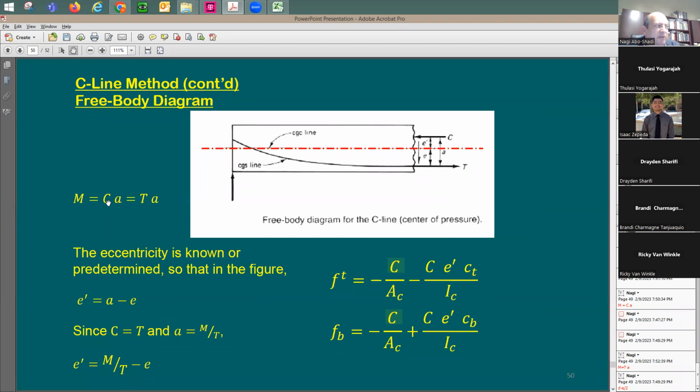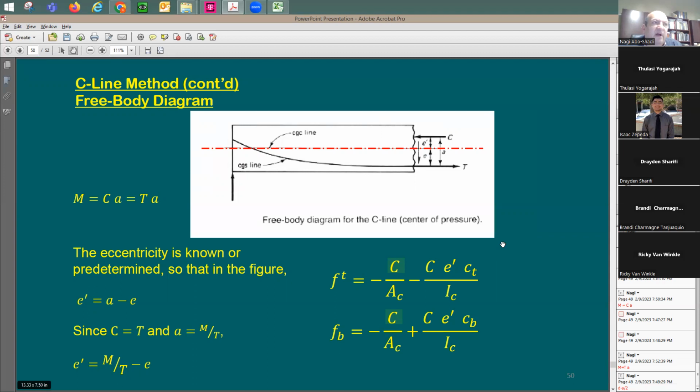And the moment here is going to be equal to C times A or T times A, one of them, and they're equal to each other. It doesn't matter. You just take one of them, multiply by A. Again here, E prime, which means the distance from the centroid to the compression force, is going to be equal to the total moment arm, A, subtracting E, the eccentricity. So actually this E prime, I can rewrite the equation. E prime is going to be equal to A, which means the moment divided by T, this external applied moment, divided by T or C, subtracting E.